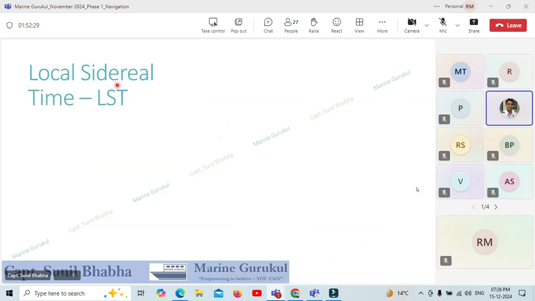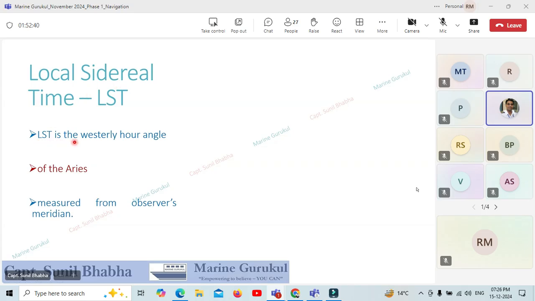Now let's move on to the sidereal times, local sidereal time LST and Greenwich sidereal time GST. Local sidereal time, or LST, is the westerly hour angle of the Aries measured from the observer's meridian. Now we are aware that the word sidereal means referenced to first point of Aries. In case of stars also, we get their hour angle from the almanac as SHA, sidereal hour angle, and this SHA is measured with reference to first point of Aries.